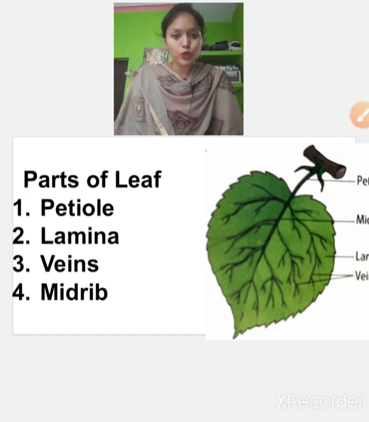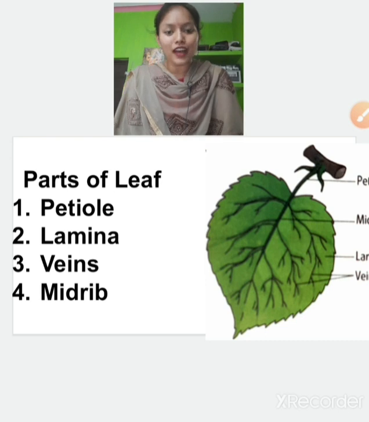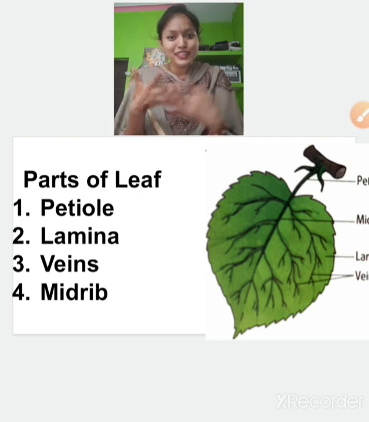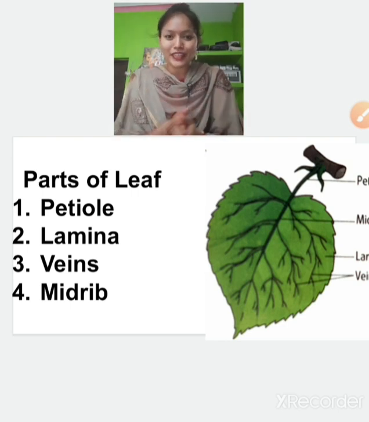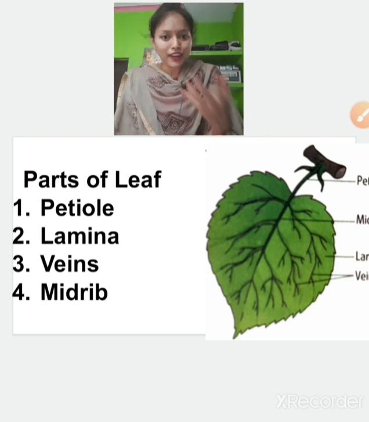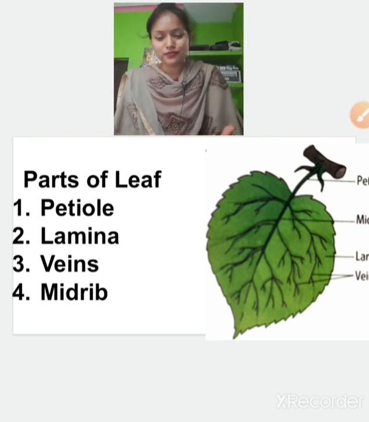Now in the next video we will study about the flower and its structure. In the flower also so many different parts are there, so we will explore them. Be ready to explore more. Till then watch the video and try to make your own notes. In the rough notebook you can make your own notes.